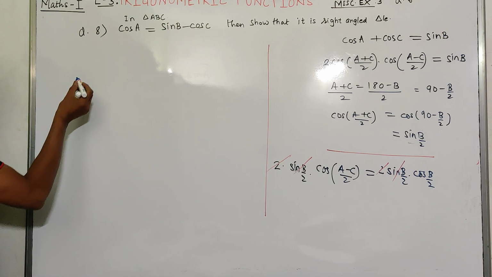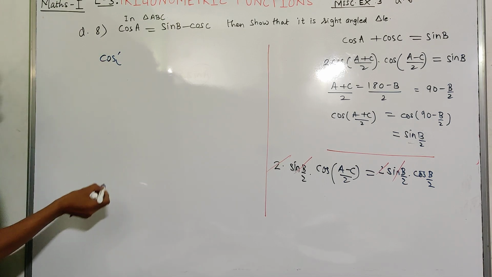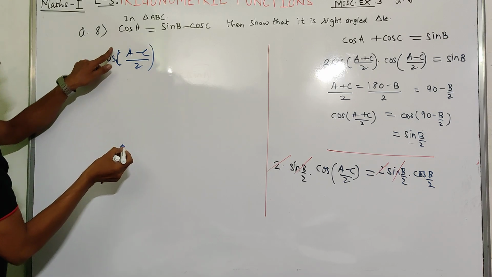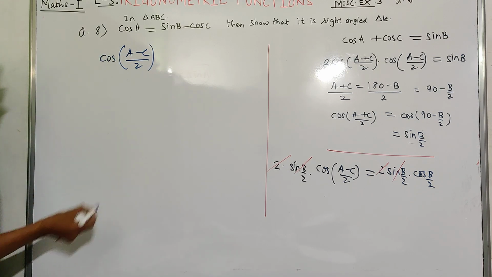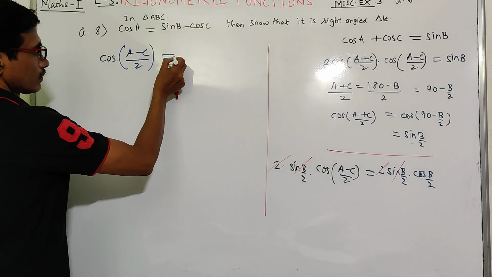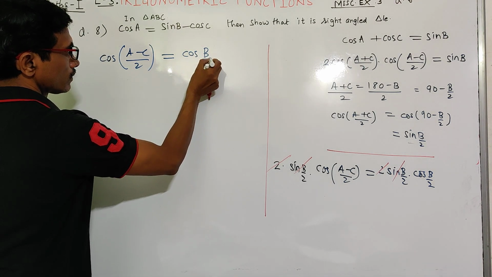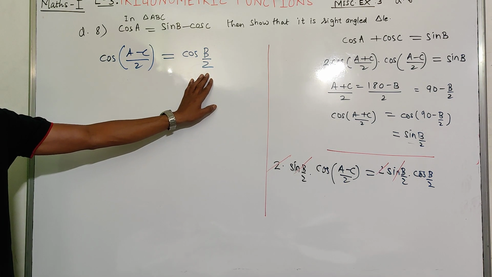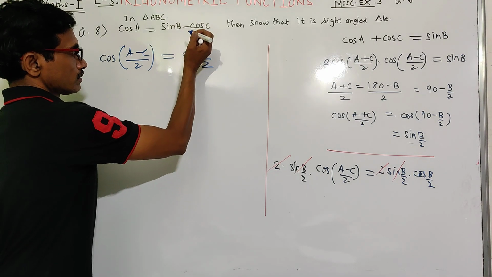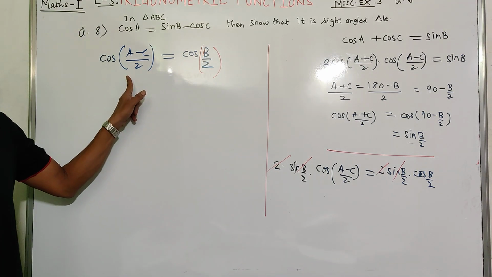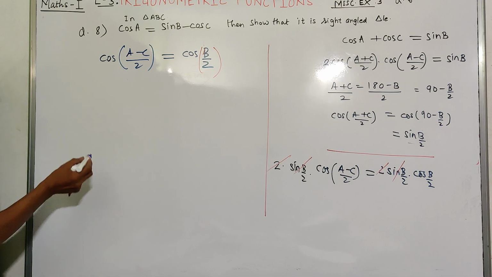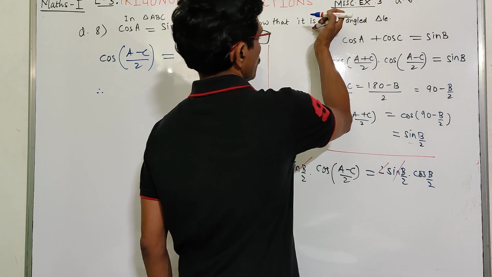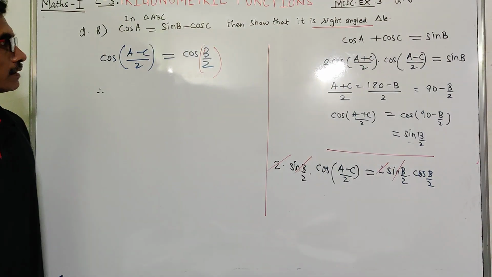of (A minus C) upon 2 is equal to cos of B upon 2. Now clearly these two angles must be the same. See, this B upon 2 angle and this (A minus C) upon 2 angle must be the same. Therefore, we want to show this is a right angle triangle.